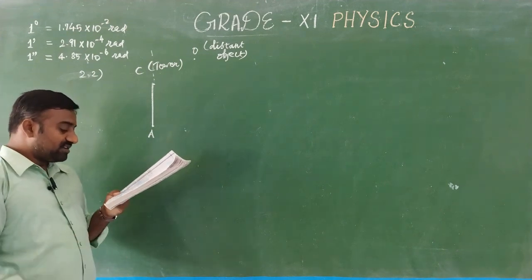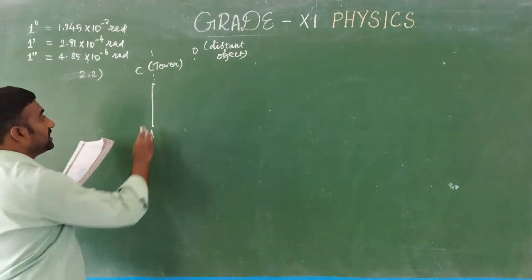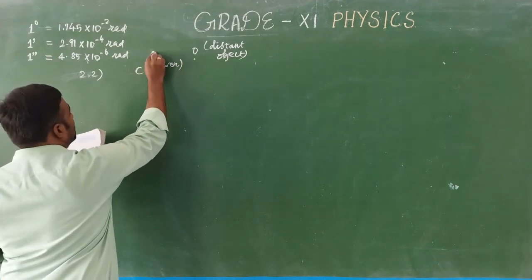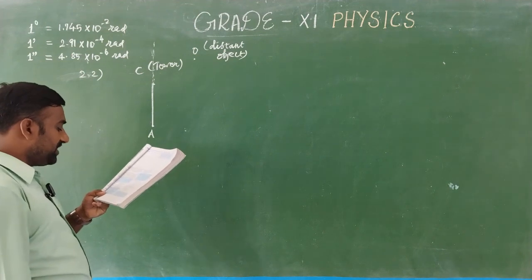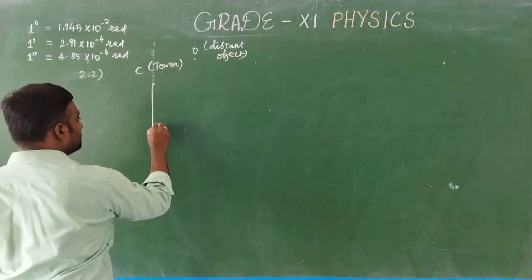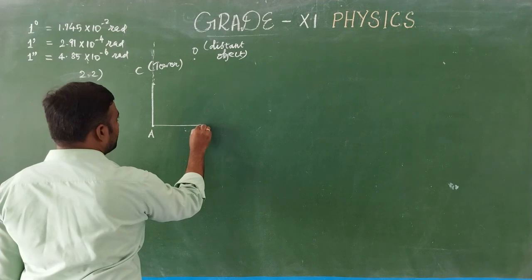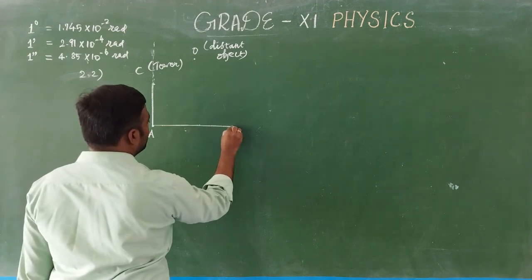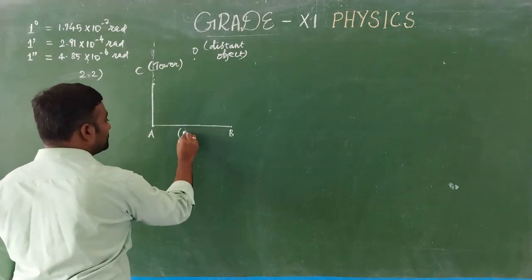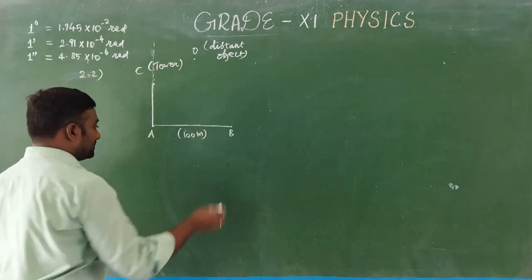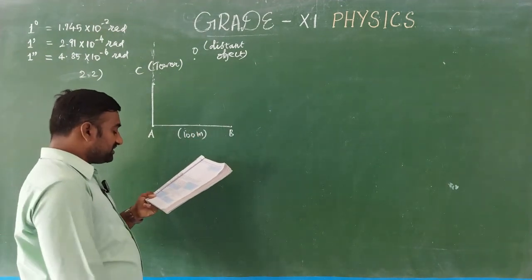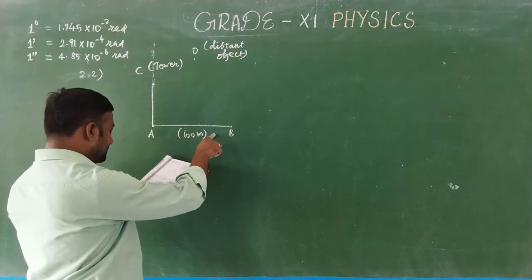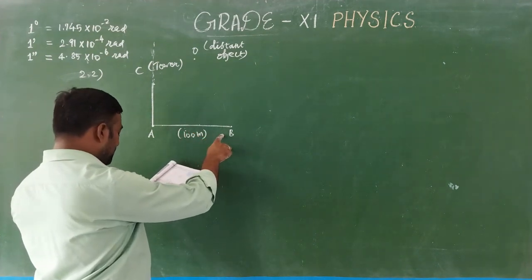He spots a very distant object in the line AC. And then he walks perpendicular to AC up to B, how much distance? 100 meter distance. He then walks perpendicular to AC up to B, a distance of 100 meter, and looks at the point O and C again.